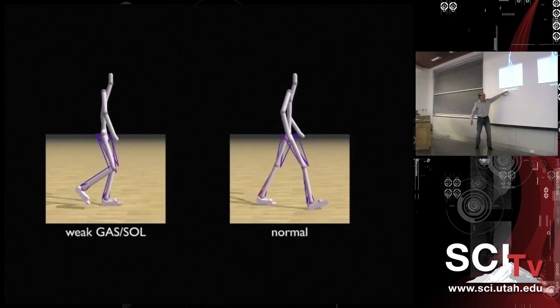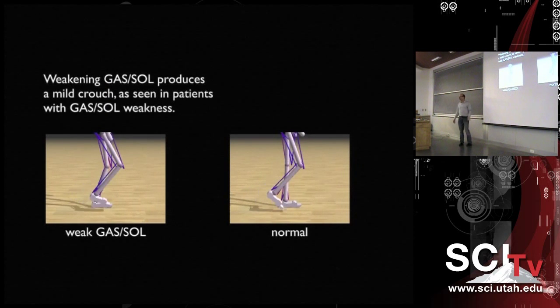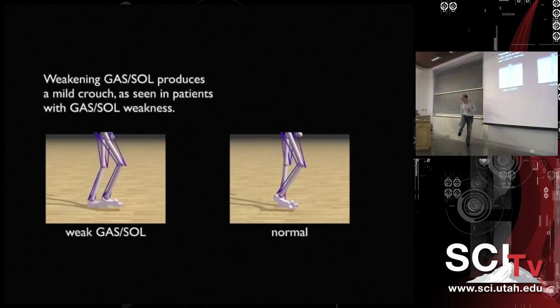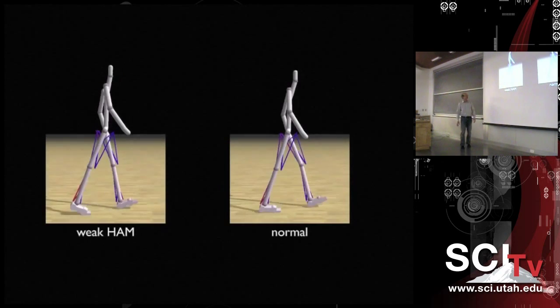So what if I weaken gastrocnemius and soleus, these big muscles we talked about? You get this crouch gait. This is exactly what happens if somebody has a tendo-Achilles lengthening and has weak gastroc and soleus. They get this kind of crouch gait pattern.